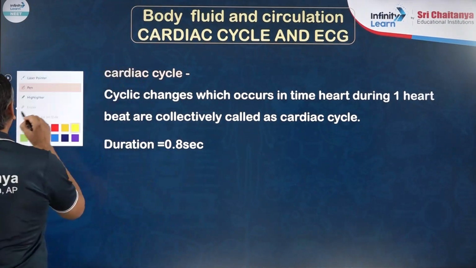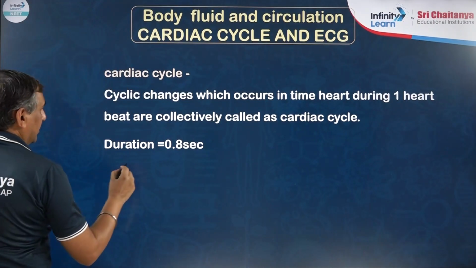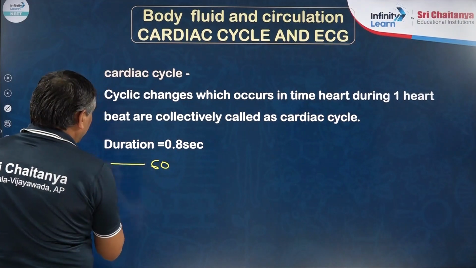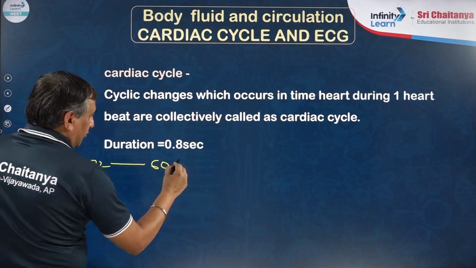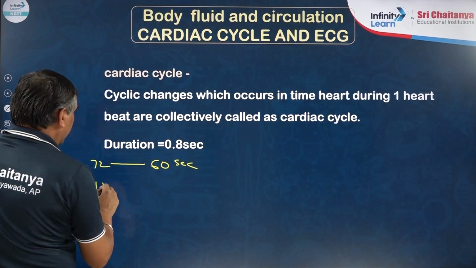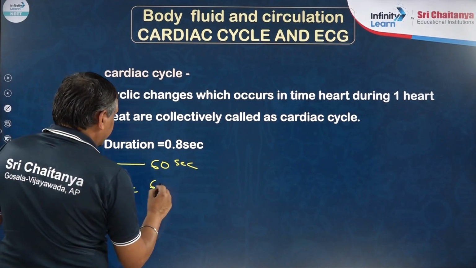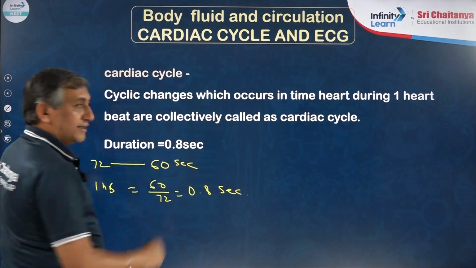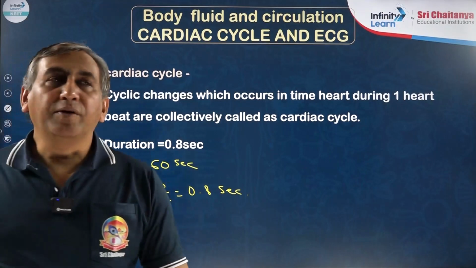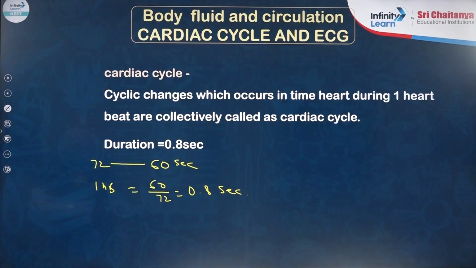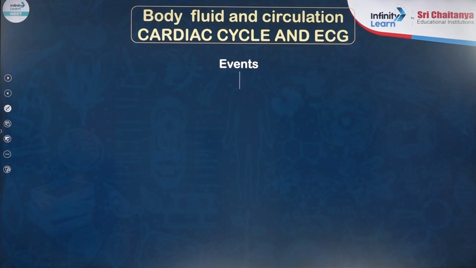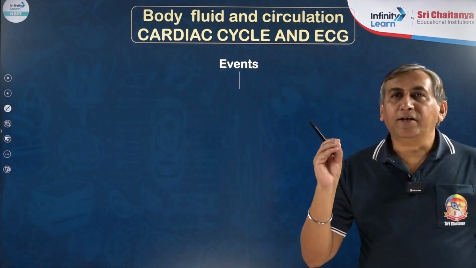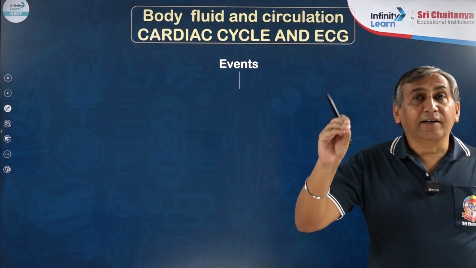Just try to note the point here. 72 heartbeats are completed in 60 seconds. So, one heartbeat is completed in 60 upon 72, that is 0.8 second. Are you getting this point? So, one heartbeat is completed in 0.8 second. So, the first point: what is the duration of the cardiac cycle? That is 0.8 second.